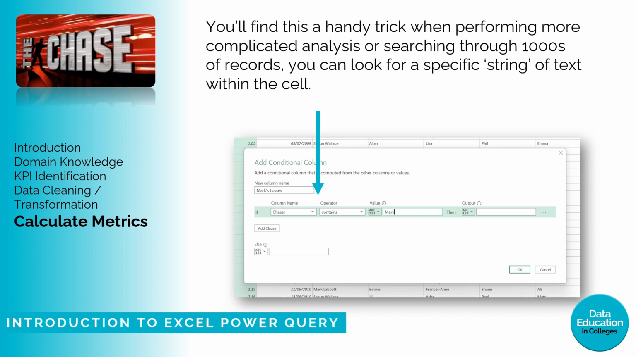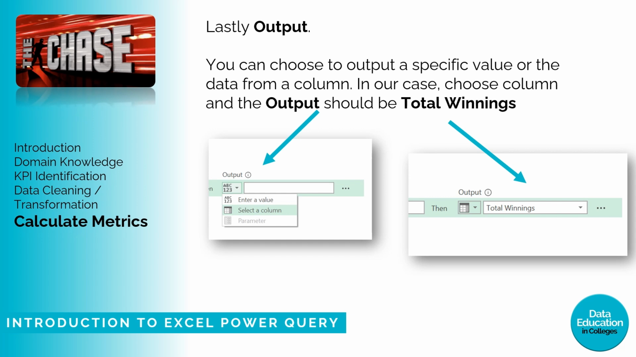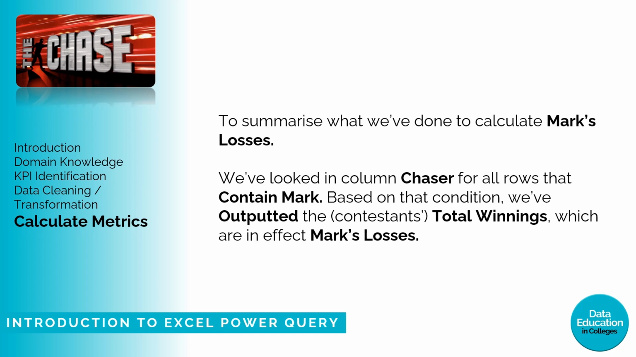So, Chaser name contains Mark, and then on the output, we can say either specific value or the value from a column. In this case, choose column, and the output should be total winnings. Let me explain this a little bit more. We've looked in the column Chaser for all the rows that contain Mark, and then based on that condition, we've outputted total winnings, which are in fact Mark's losses.